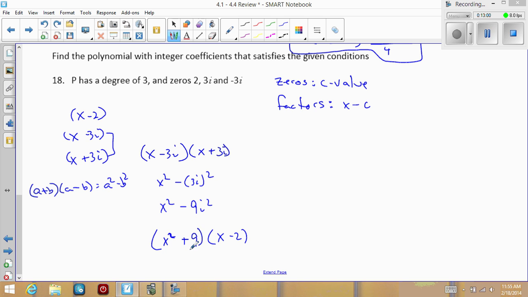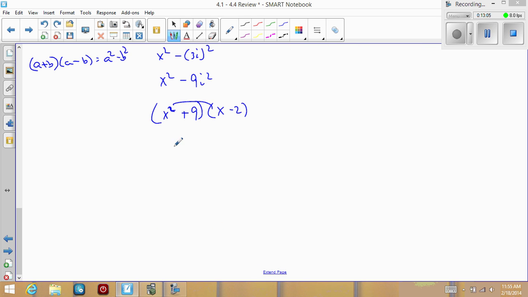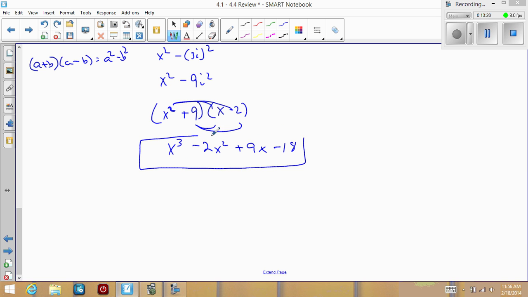So here you could do FOIL method or the box method. You're going to multiply, you get x cubed minus 2x squared plus 9x plus, nope, minus 18. I cannot combine any like terms, so my polynomial is x cubed minus 2x squared plus 9x minus 18. That is a degree of 3, and we have all integer coefficients. And that is it.